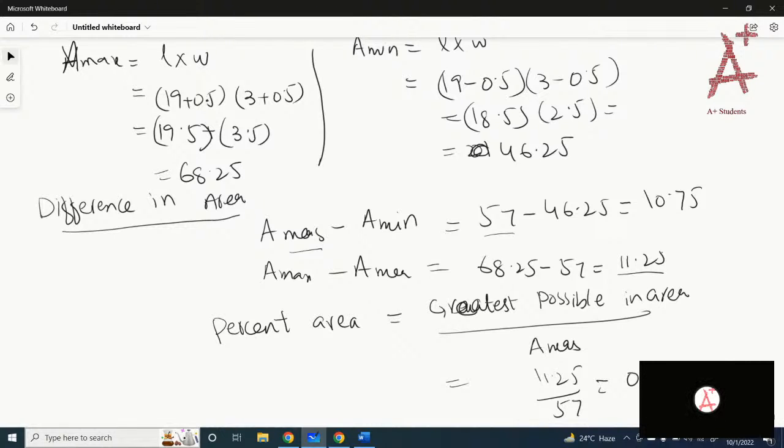0.197. So just multiply the value by 100. So it would be 19.73. You can round off the number to 19.7. So that means the percent error is 19.73. Got it? So I'm moving on to the next lesson.